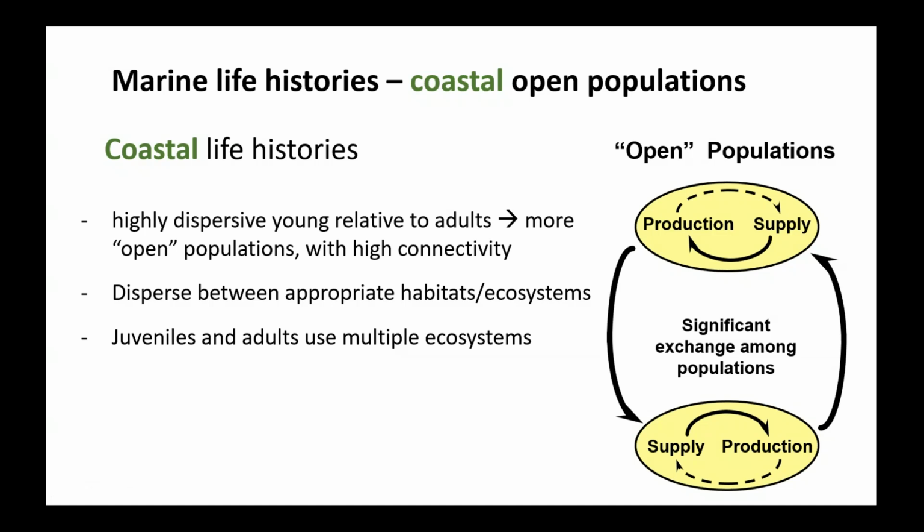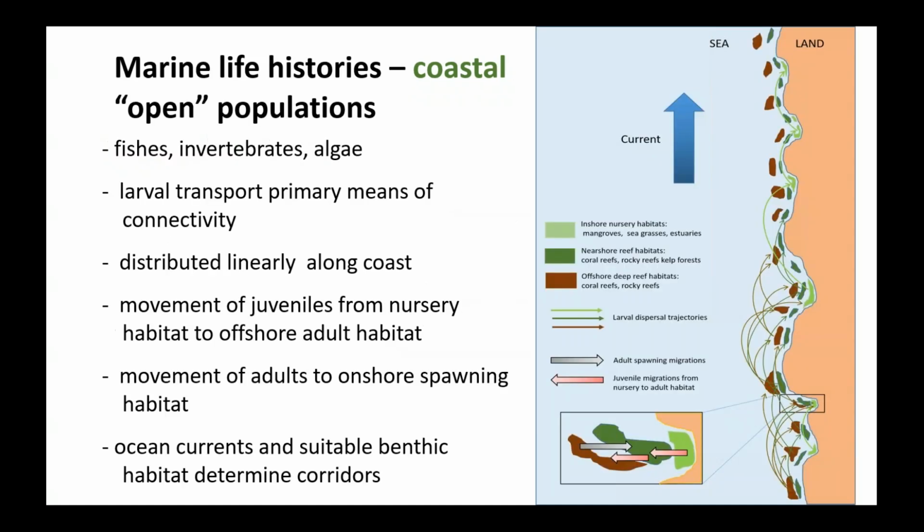So when this happens, these young are dispersing between appropriate adult habitats and ecosystems. However, sometimes they'll disperse to a different ecosystem in which juveniles then migrate from a nursery habitat eventually out to an adult habitat. And I've illustrated that in this graphic. So for these open populations, we're referring to the vast majority of coastal marine fishes, marine invertebrates, and algae, although as I'll show you, algae tend to disperse more limited distances than the others. And for these species, it's larval transport that is the primary means of connectivity across these local populations.